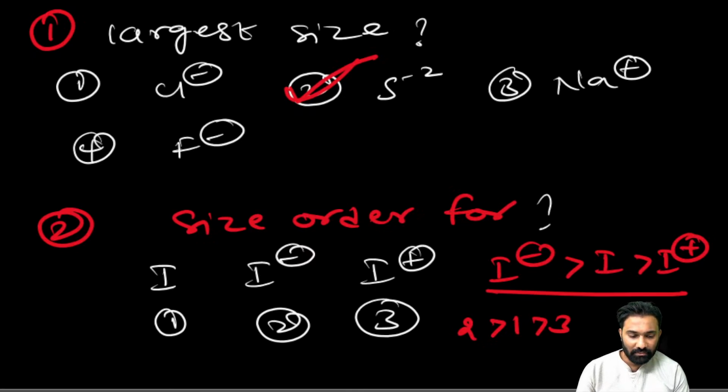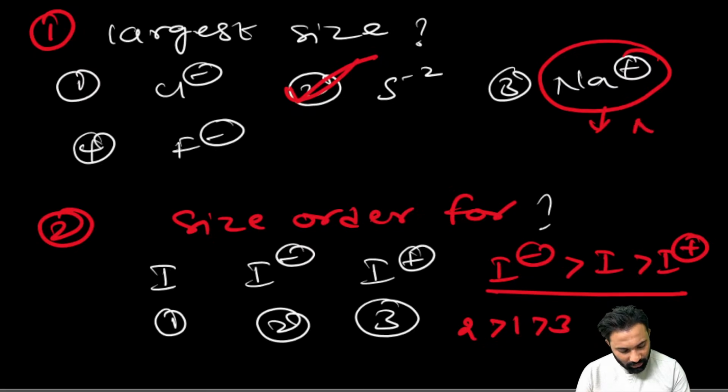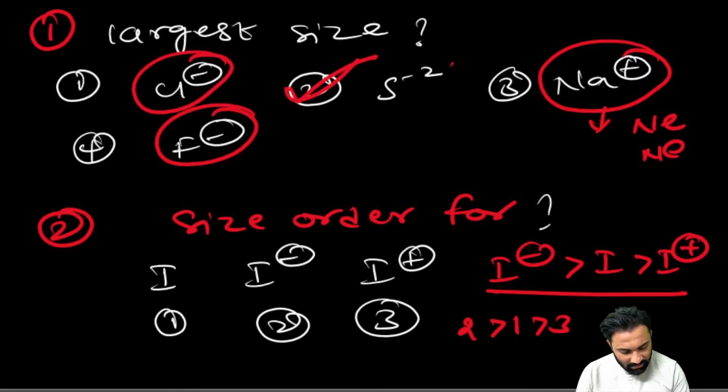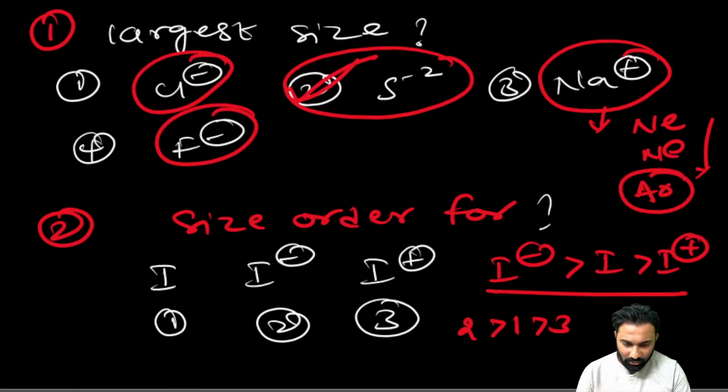Where are you getting confusion? It is correct, yes, because these are isoelectronic species. Already I said these two are isoelectronic species. This has reached the neon electronic configuration, this has also reached neon, and this has reached argon. Among neon and argon, down the group, argon is having the highest size. But these two are isoelectronic, and the one which has the higher negative charge has the higher size.